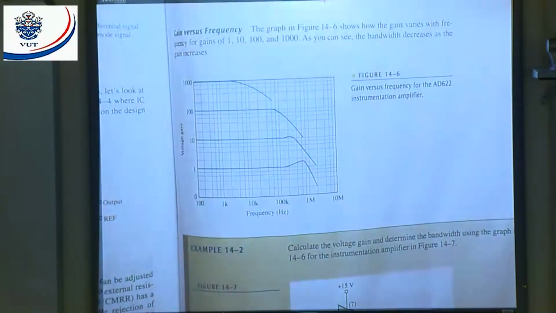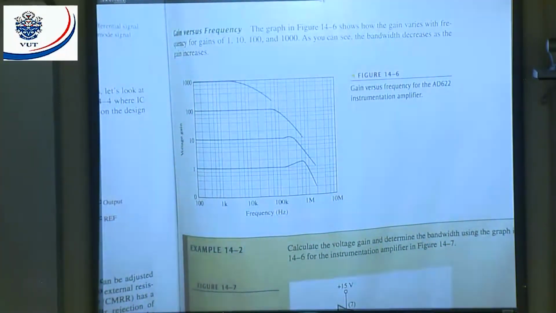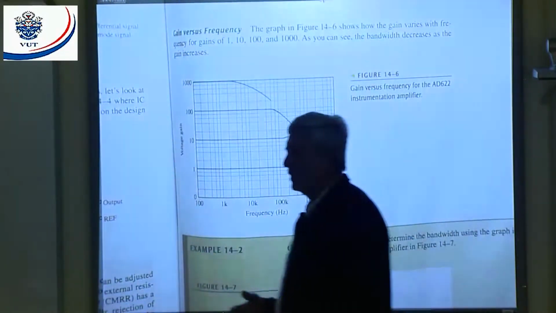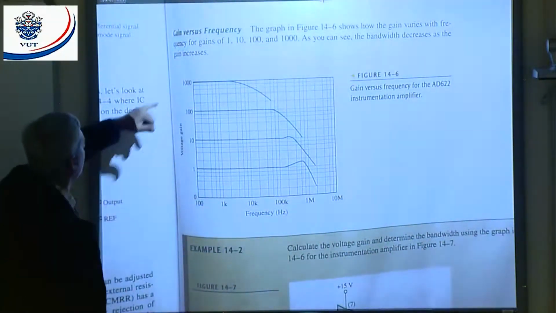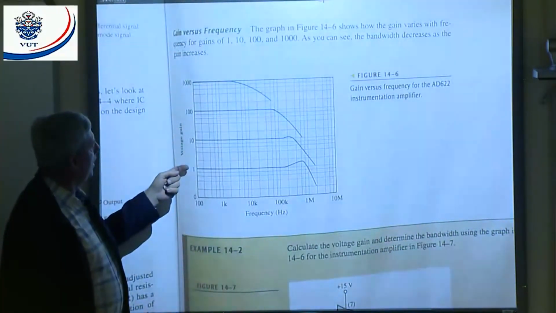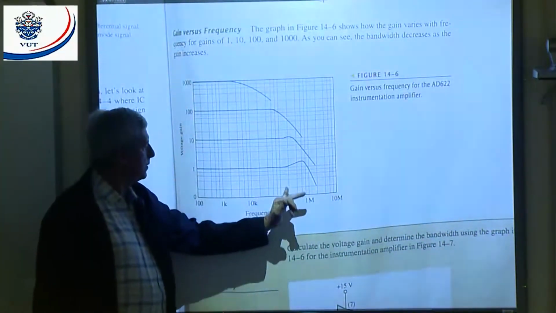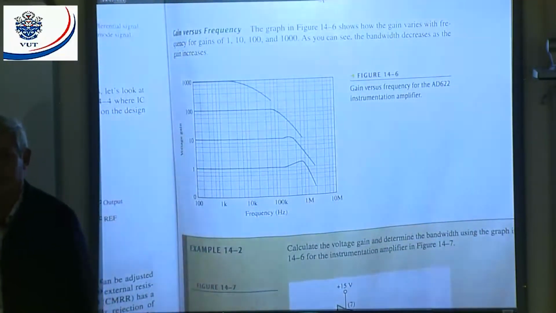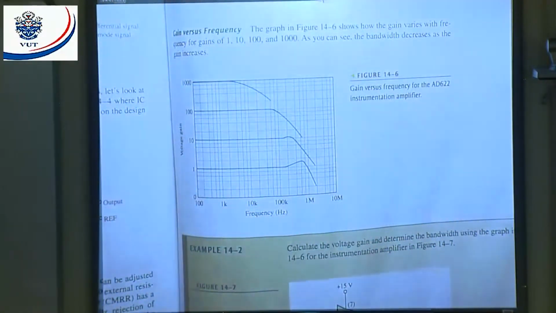If we look at the frequency response, you will notice the higher the gain, the smaller the bandwidth. If you look at the gain of 1,000, you will have a much smaller bandwidth. If you look at unity gain, you will notice your bandwidth will increase a lot. Higher gain, smaller bandwidth. Lower gain, larger bandwidth.